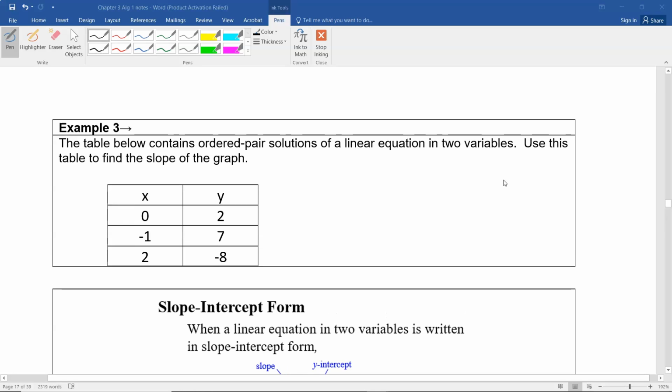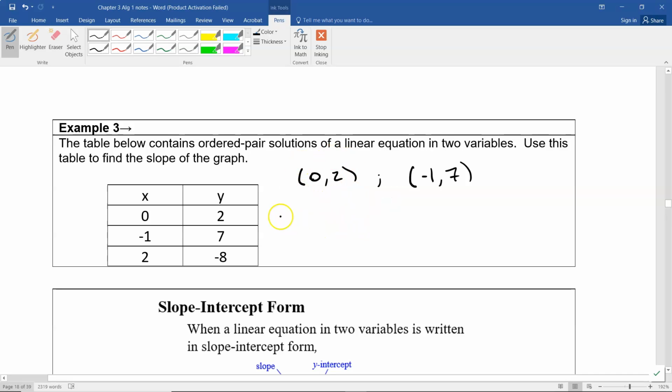So here, in example 3, we have a table and we have ordered pairs. These are solutions to a linear equation, and we want to find the slope of the graph here. So again, I want you to pause the video and try to find a way to solve this. It's not going to take anything that you haven't seen already. So just try to think it out for a second, and I'll get back to you.